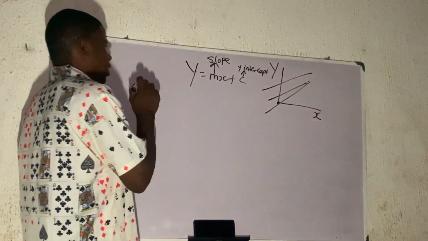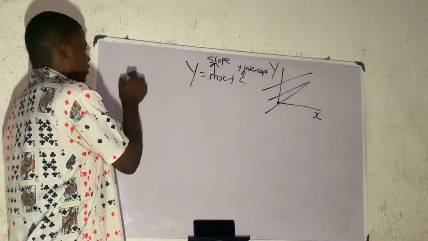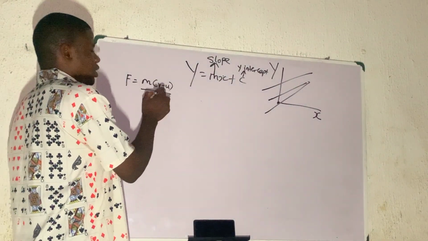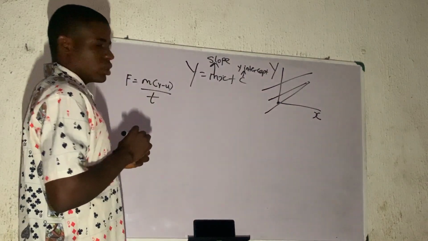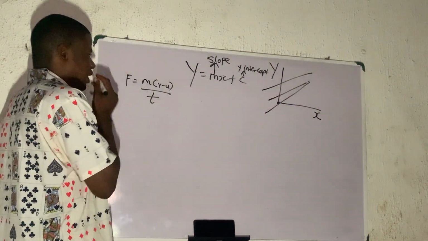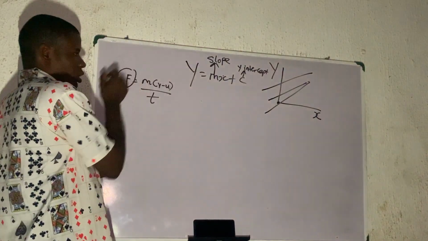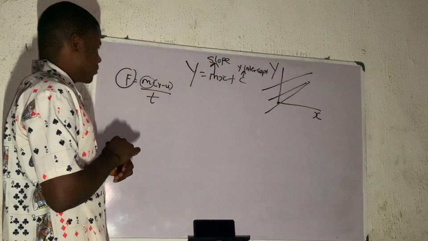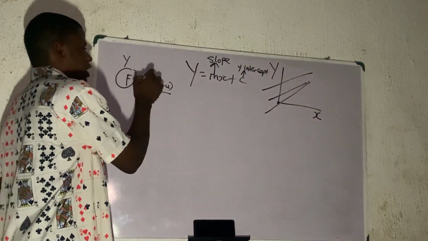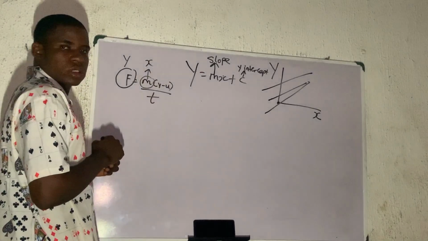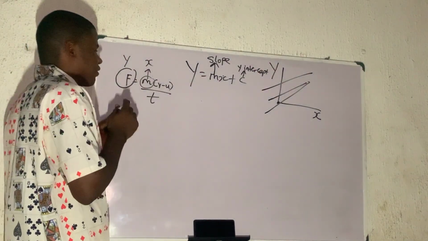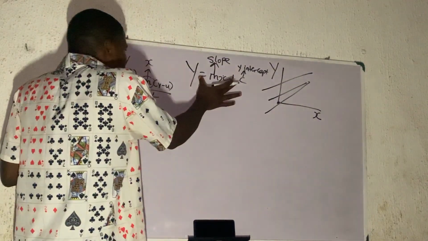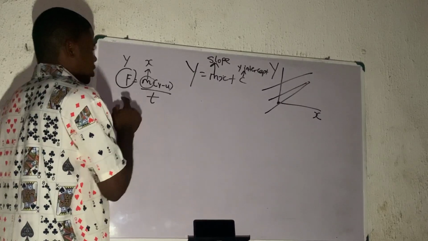So imagine, for instance, if I have a formula which says F = ma, that's Newton's second law of motion. F equals change in momentum over time. Do you understand? And if I'm plotting force against mass, meaning I'm plotting force on the y-axis and mass on the x-axis, what do you think will happen? If I relate this to the original formula, y = mx + c, I'll have something in this order.